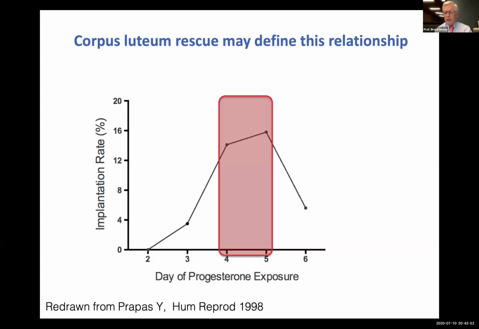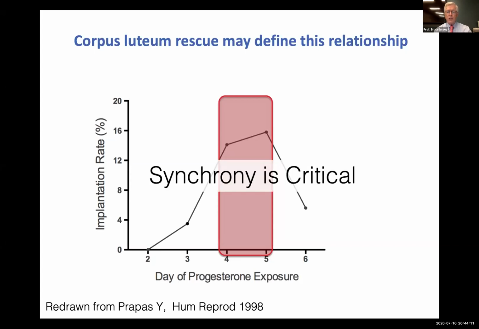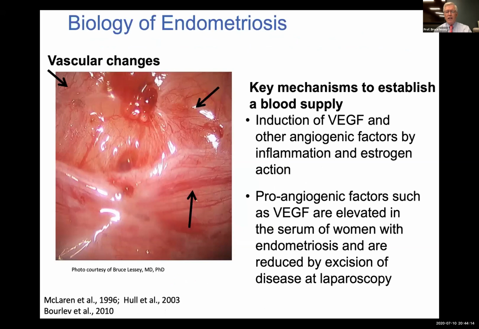Getting back to my inflammation slide and progesterone resistance, you can clearly imagine that if progesterone was not acting well, these days of exposure for progesterone would be affected and endometrial quality defects would result. So synchrony is critical. Finally, endometriosis is biochemically very active. It makes VEGF, as shown here with the blood vessels that are occurring, but it also makes a lot of inflammatory cytokines, as outlined in Hassan's earlier talk.